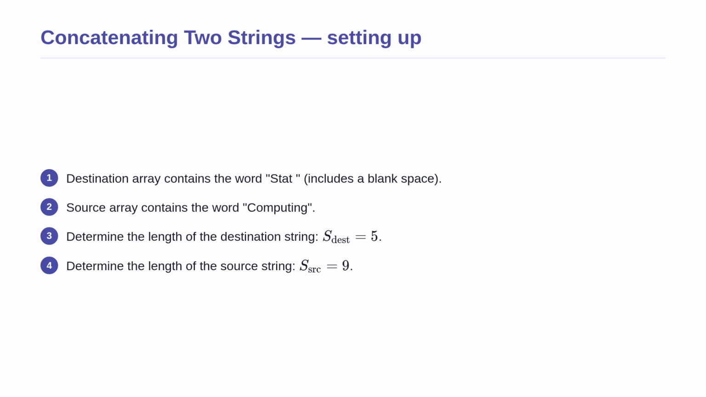Let us apply this formula to a real scenario to see how it works in practice. We have a destination array containing the word stat with a trailing space and a source array containing the word computing. We want to append the source text to the destination text. First, we determine our known lengths. The first word has 5 characters, including that blank space at the end. The second word has exactly 9 characters. We are setting up our equation carefully to ensure we do not overwrite important data.